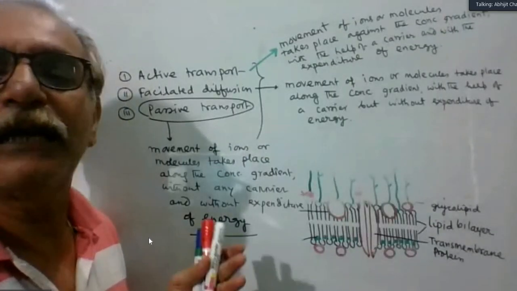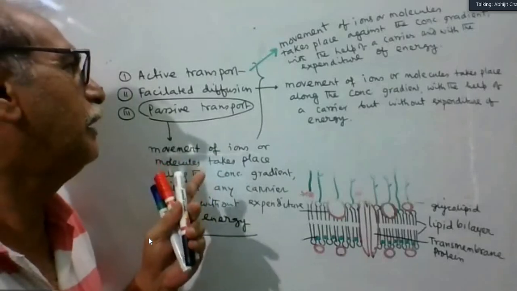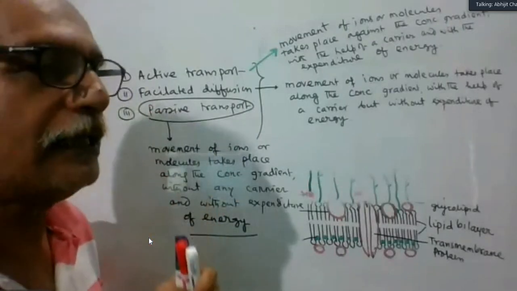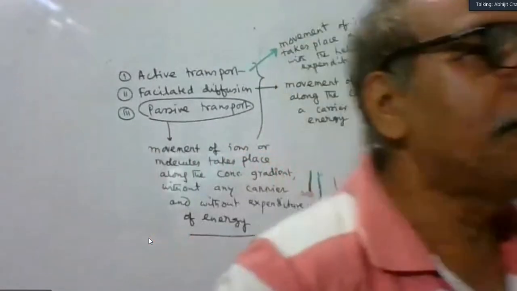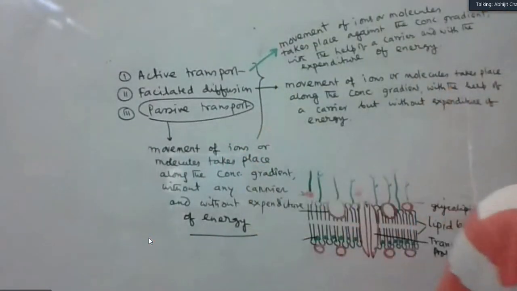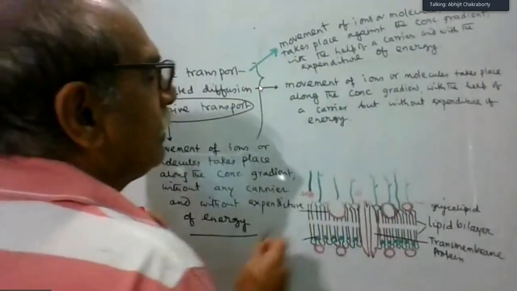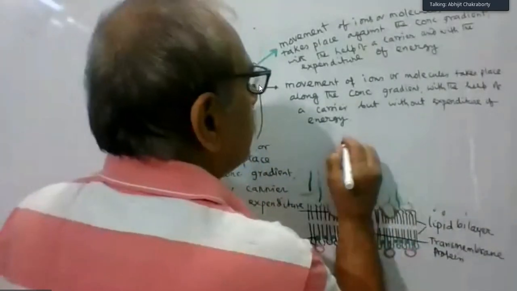Now is it clear to you what the basic differences are between active transport, facilitated diffusion and passive transport? Actually it is in different chapters, but as it is here, I am going to say about it.